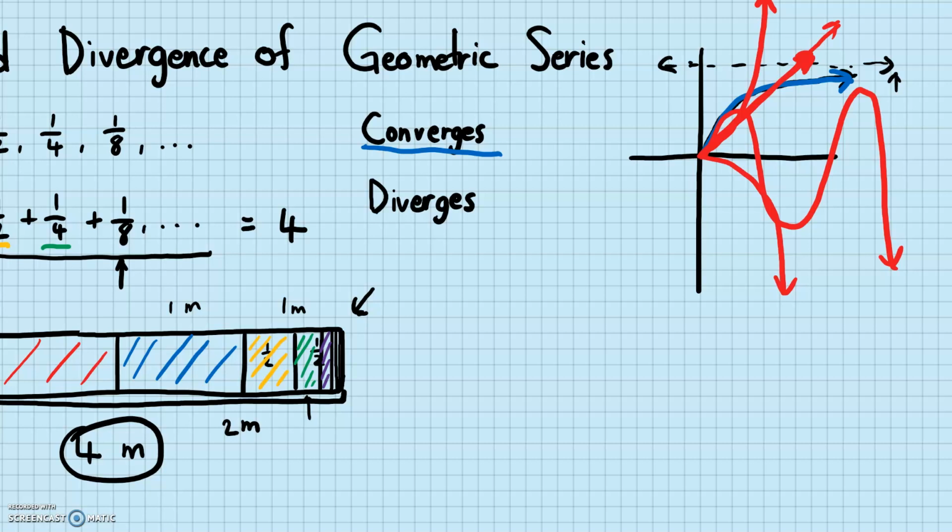Now this gives rise to the question: how do we know if a geometric series converges or diverges? And if it does converge, to which value will it converge? The rule for convergence and divergence for geometric series is very similar to the rule for convergence and divergence of geometric sequences.